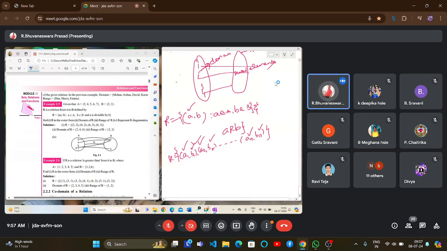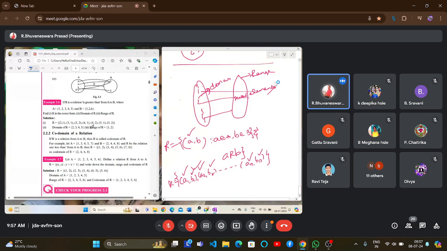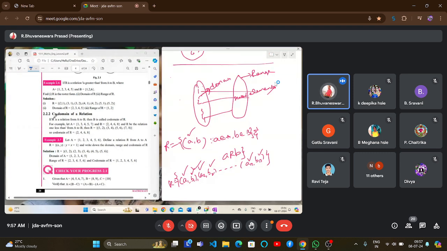So it is a well defined condition. Relations are of four types: void relation, identity relation, well defined relation, and universal relation, right? We have discussed all of these. Next one is codomain of a relation. So codomain of a relation is nothing but the range. In a relation from A to B, B is called the codomain of the relation. Range is also known as the codomain.